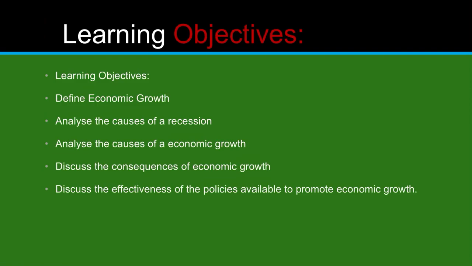Learning objective: by the end of this lesson, students should be able to define economic growth, define recession, and analyze the causes of both recession and economic growth. Mainly, what causes recession is a decrease in aggregate demand and aggregate supply, whereas the cause of economic growth is an increase in aggregate demand and aggregate supply. So you can easily analyze the causes by simply using the shift in aggregate demand as well as aggregate supply, using the AD-AS framework.